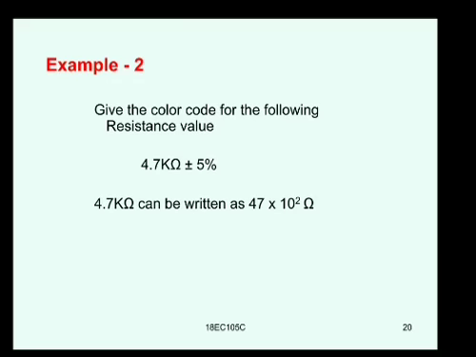So 4.7k can be written as 47 into 10 to the power of 2. 4 is yellow, 7 is violet. Multiplier 2 will be red. Tolerance is 5%. 5% is gold.